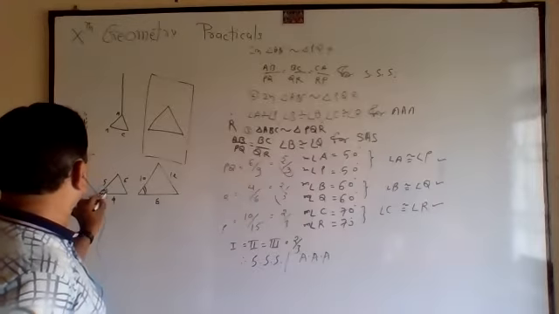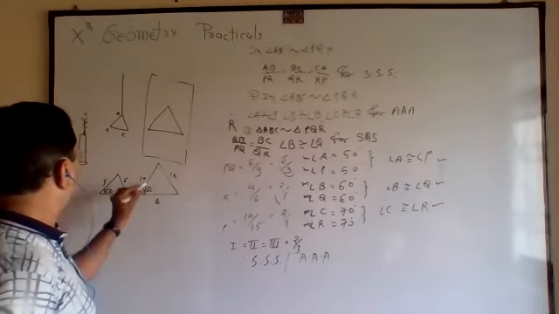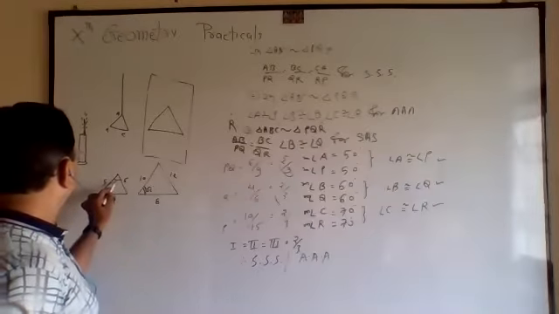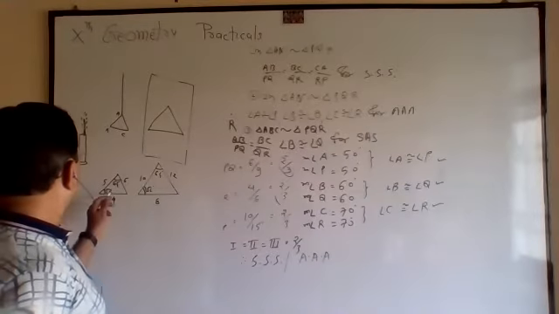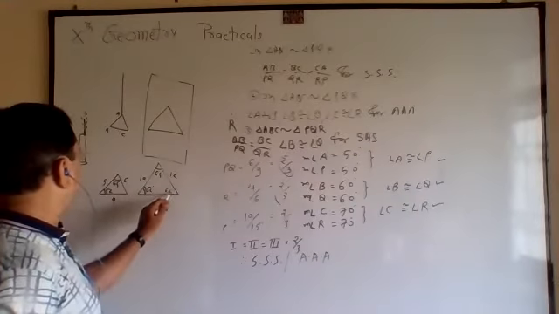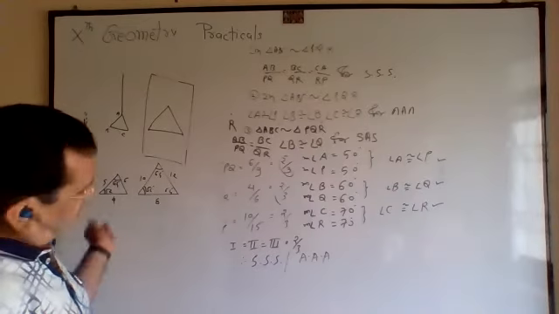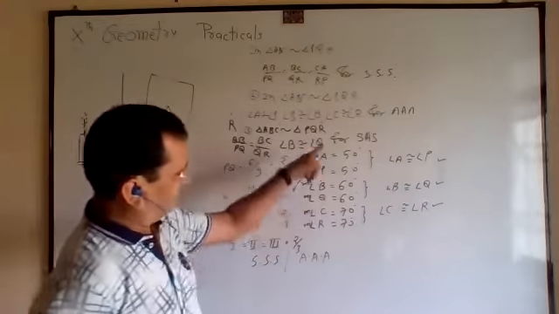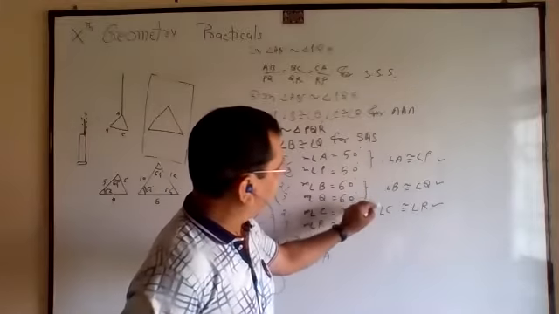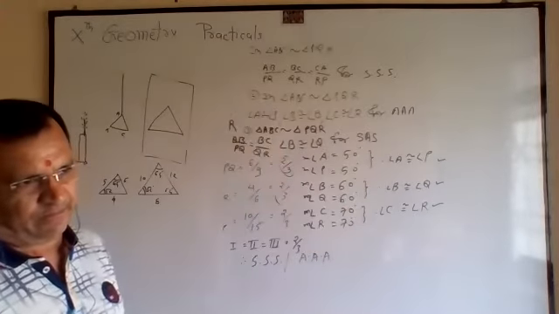Exactly. Suppose it is 52, so this will also be 52, 100%. If it is 64, then this will again be 64. So corresponding, write three pairs. Then you have to write three pairs congruent.